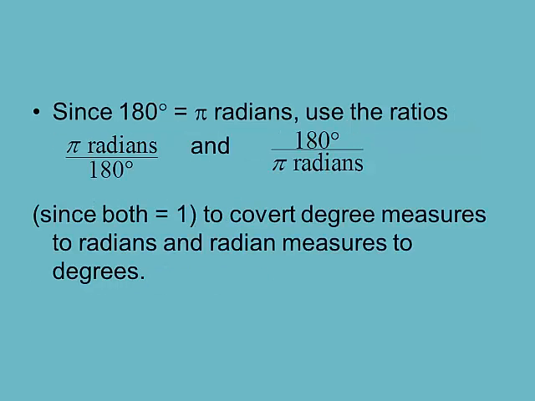Now, since 180 degrees equals pi radians, we can use these ratios: pi radians over 180 degrees or 180 degrees over pi radians. Normally, you don't write radians. You say pi over 180 degrees or 180 degrees over pi. They both equal 1 because they're equivalent. And that's what we're going to use to convert from degrees to radians and radians to degrees. You always multiply by 1 because you don't want to change the value any. But you're going to let the units do all the talking. We're not going to try to memorize anything.